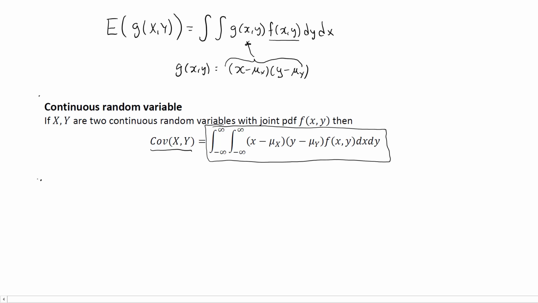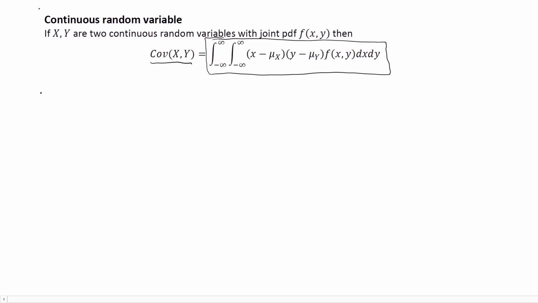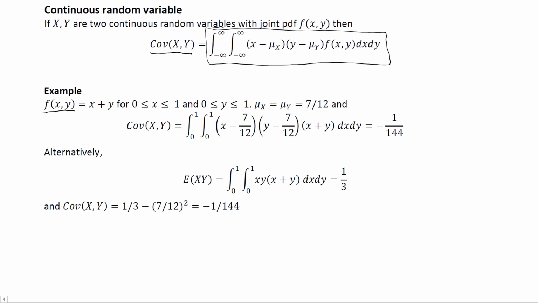An example of how covariance is calculated. In this case, I have a joint PDF, which is x plus y, over the range of x and the range of y. You can find the expected value of x and the expected value of y to be 7 over 12. For example, to calculate mu x, you have to calculate the integral of x from 0 to 1, y from 0 to 1, x times f of x,y, dy, dx. If you calculate this double integral, it comes out to be 7 over 12.